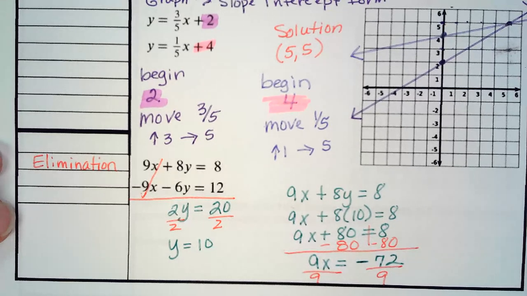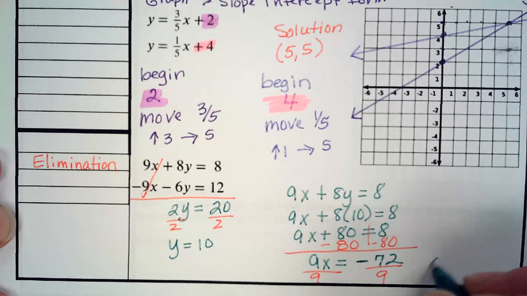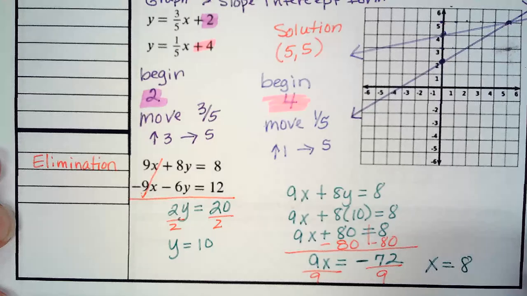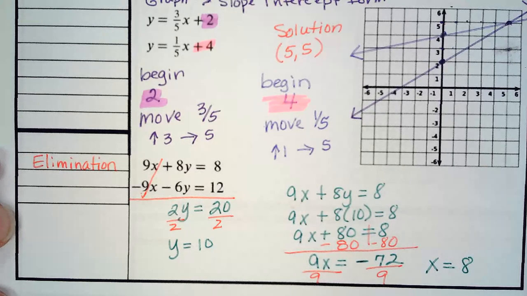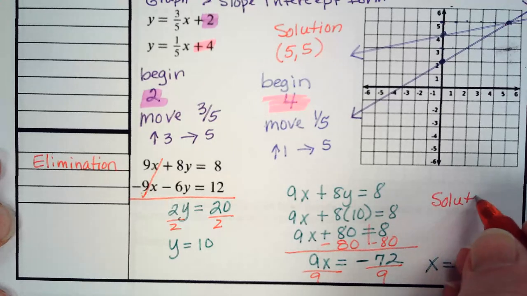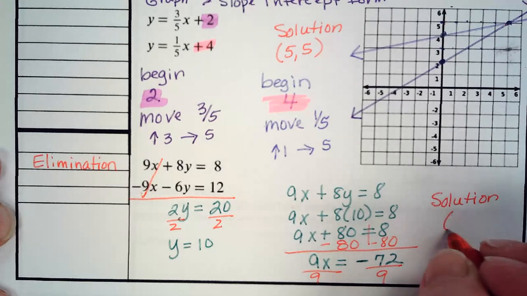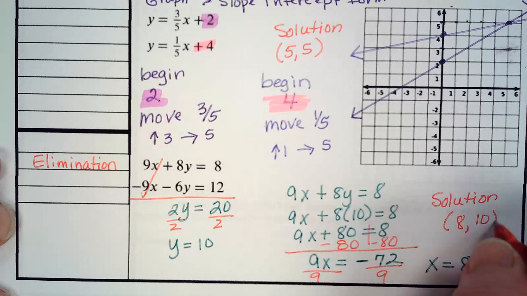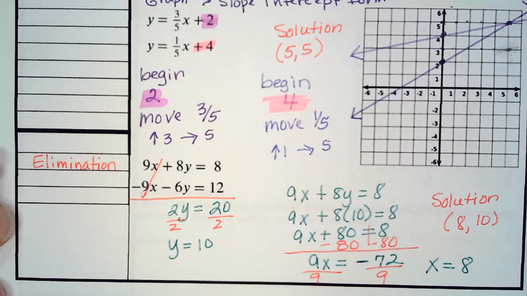Can I divide 72 by 9 evenly? Yes. My quick test is to add those digits together. 7 plus 2 is 9, so I can divide by 9. x is equal to 8. So my solution is the point 8, 10. If you have any questions, back the video up and look at it again.